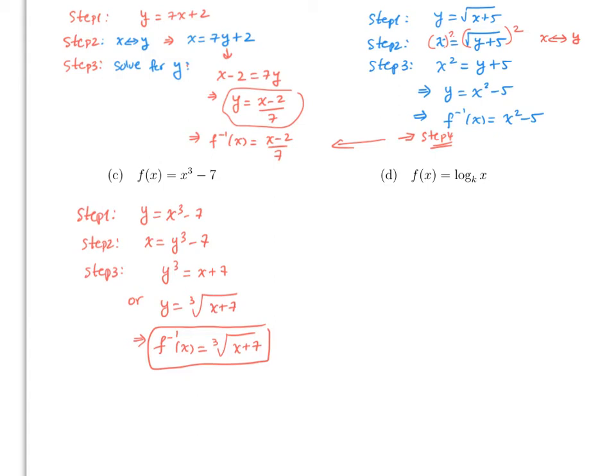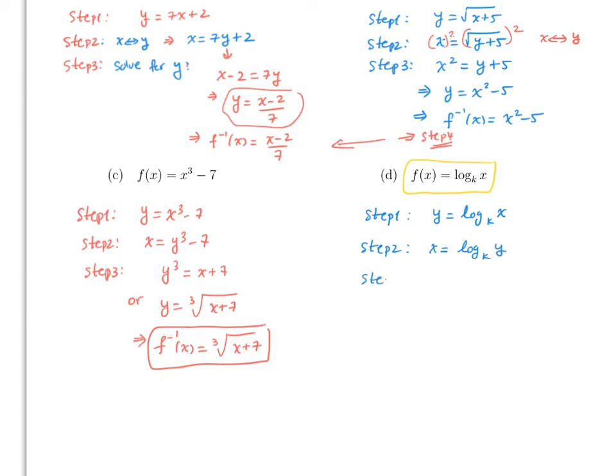All right. Part D is the same process, but part D is a special case because we are doing a lot with logs and exponents. But we do the same steps. So step 1, y is equal to log of kx. Then step 2, you're going to have x equal to log of ky.